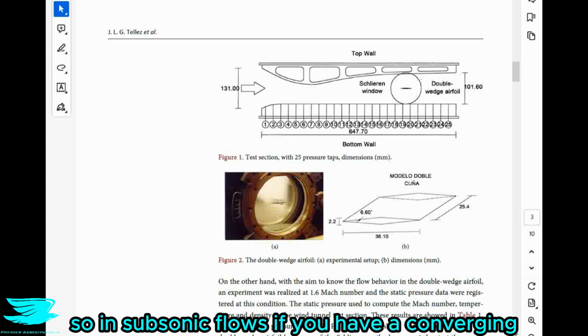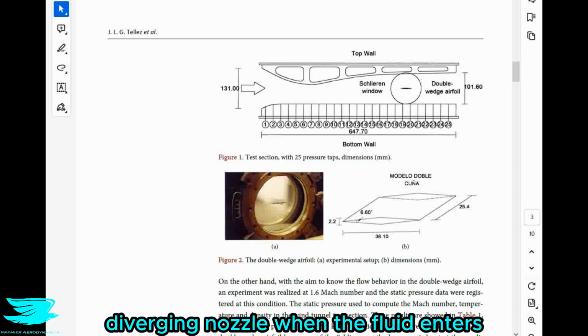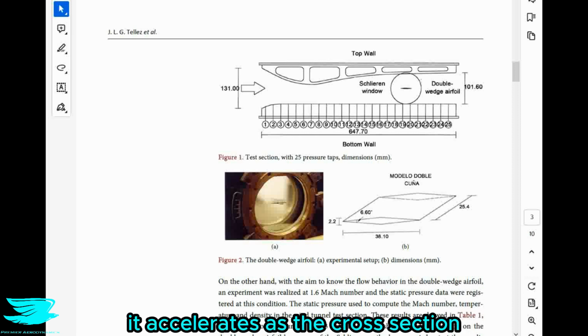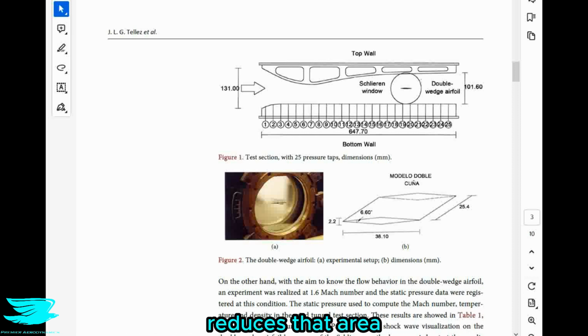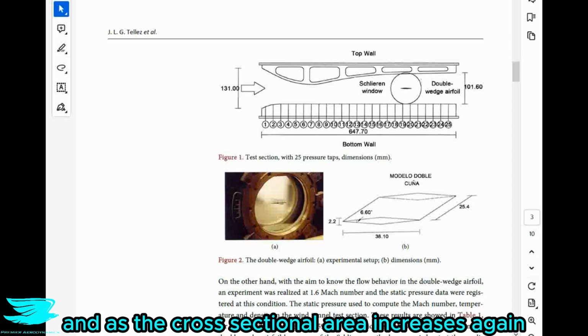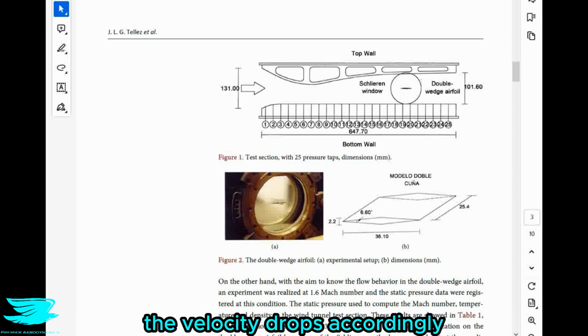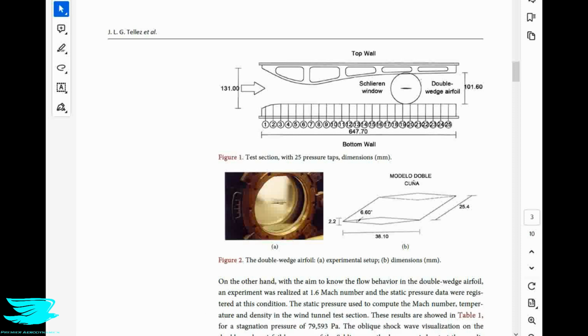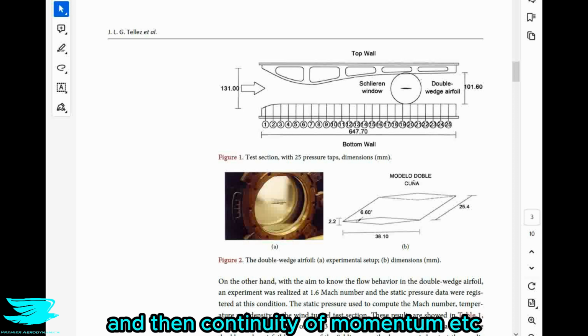So in subsonic flows, if you have a converging-diverging nozzle, when the fluid enters, it accelerates as the cross-section reduces, and as the cross-sectional area increases, again, the velocity drops accordingly. That's just from Bernoulli's equation and mass flow rates, and continuity of momentum, etc.